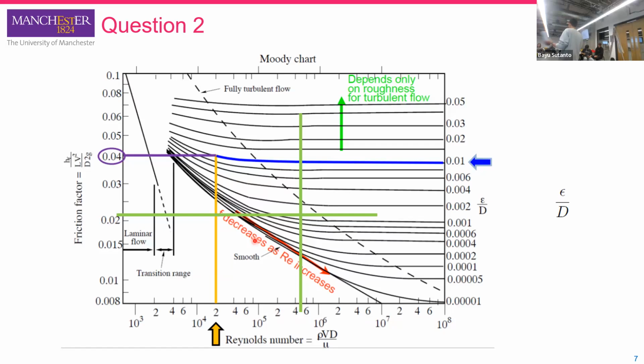We will always use the Moody chart to find the head loss from the resistance for turbulent flow. Because for laminar flow, you can use the equation 64 divided by the Reynolds number. But for turbulent flow, we need to use the chart, and this is the area of the turbulent region.